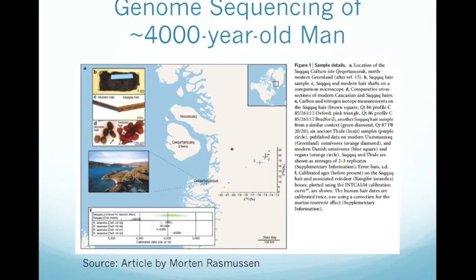In a study conducted by Morton Rasmussen and company, they successfully sequenced the genome of an approximately 4,000-year-old human using a tuft of hair that was preserved by permafrost in the Kekkatorssuaq region of Greenland. Their data is authentic due to multiple analytical techniques.